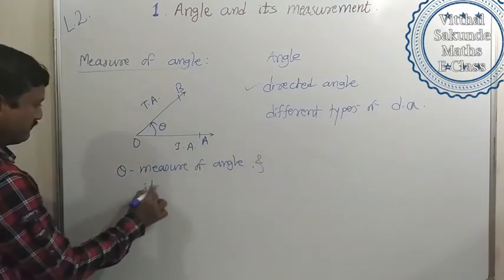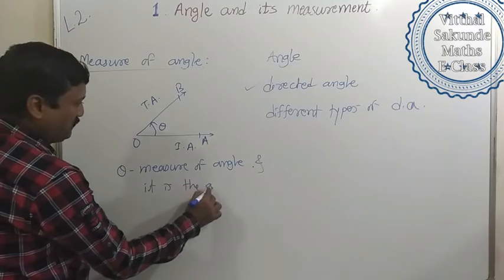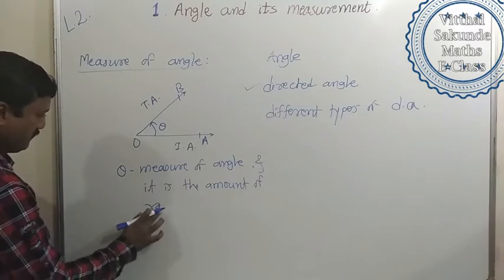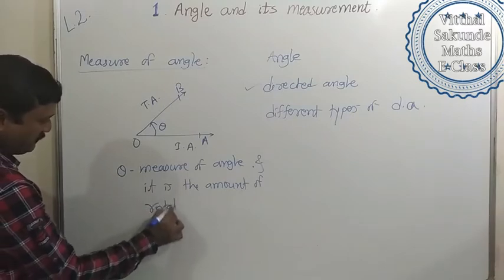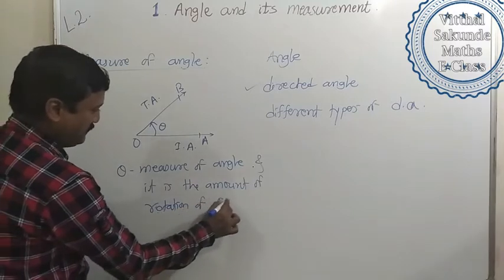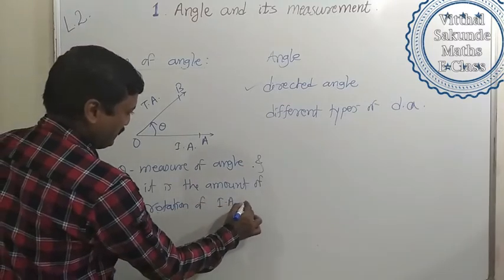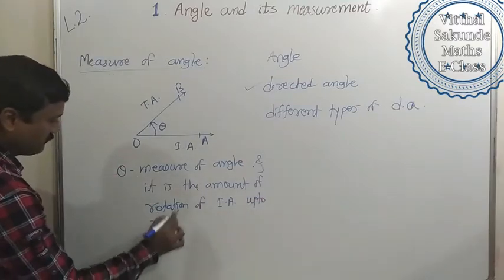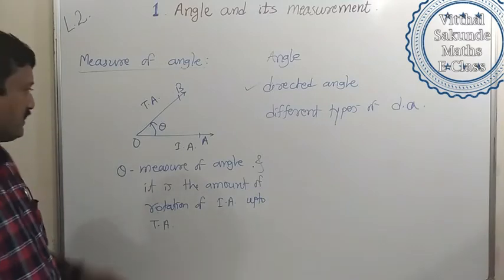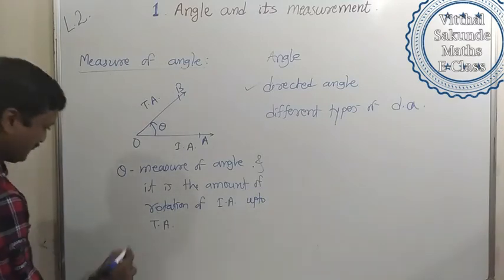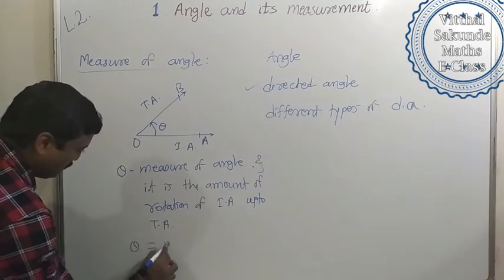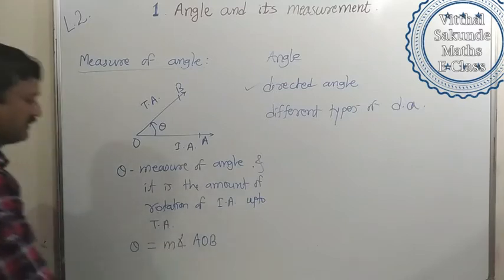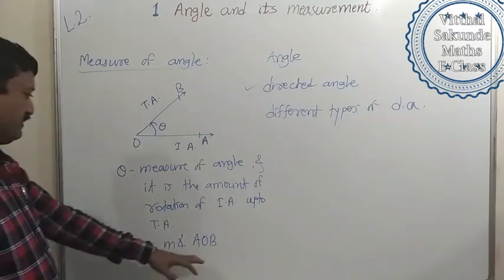It is the amount of rotation of the initial arm up to the terminal arm. That is nothing but the measure of angle, and this theta is the measure of angle AOB, and this angle is a directed angle. So this theta is the measure of a directed angle.